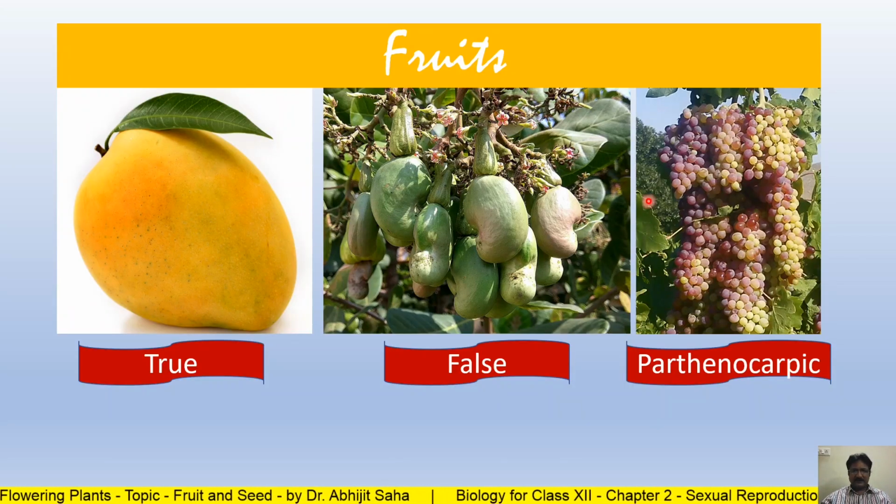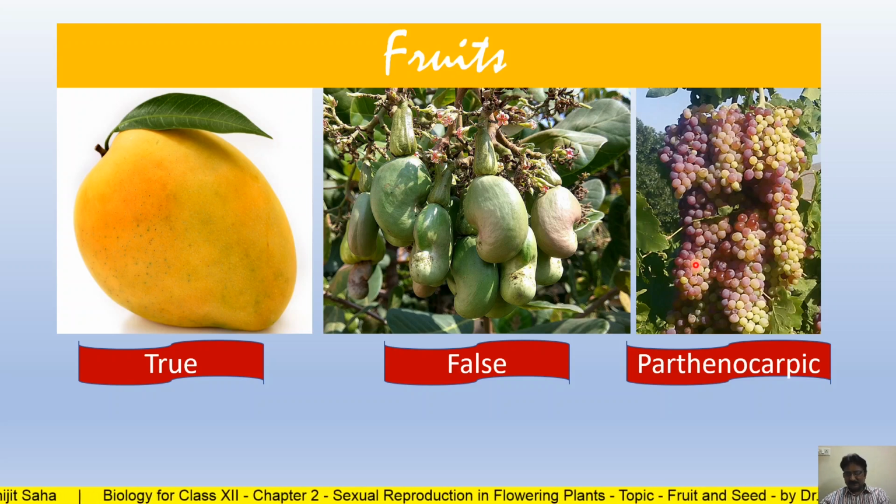Now see these three photographs. This is the true fruit. All of us know all these three. This one is cashew, a false fruit, and the grape, which is called a parthenocarpic fruit.